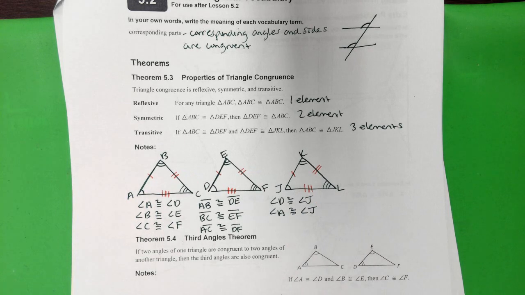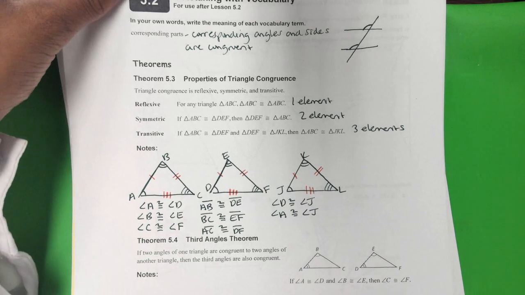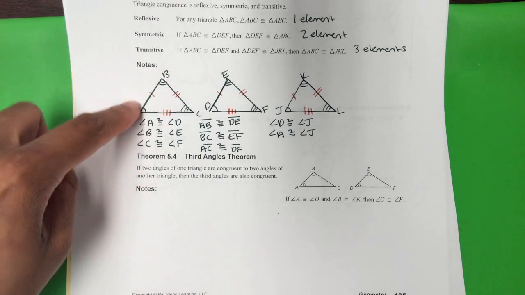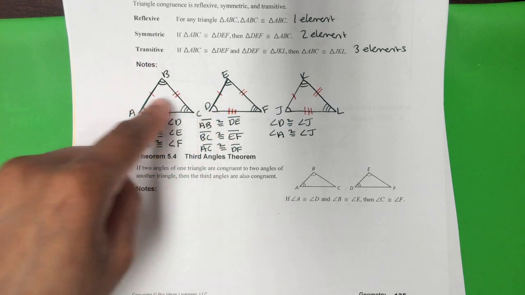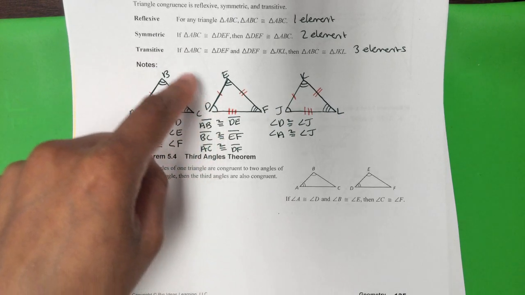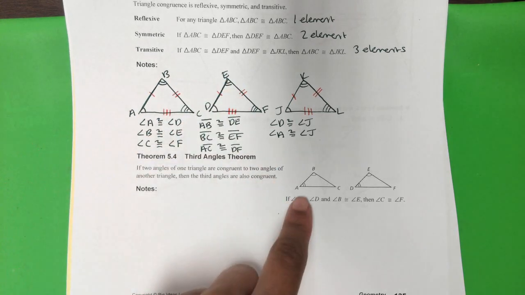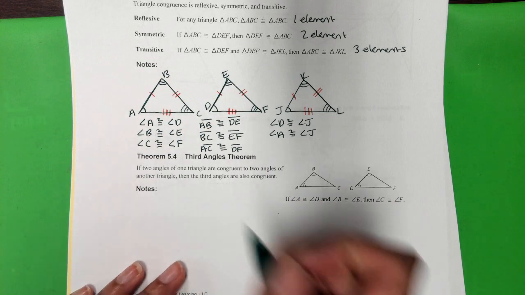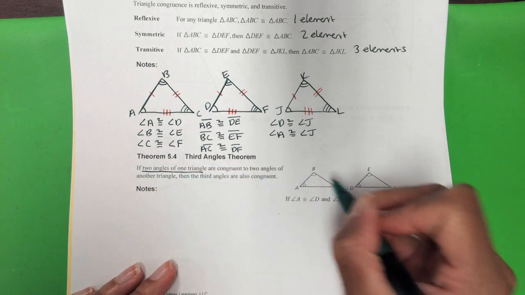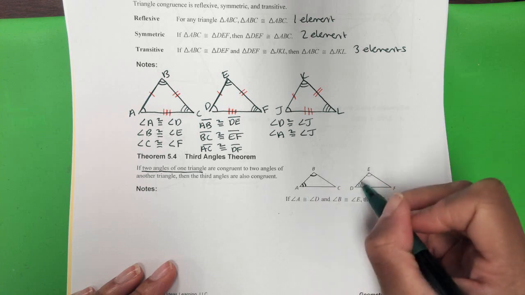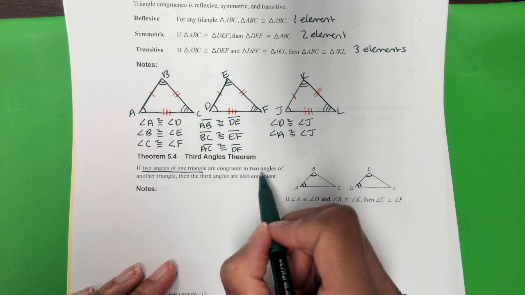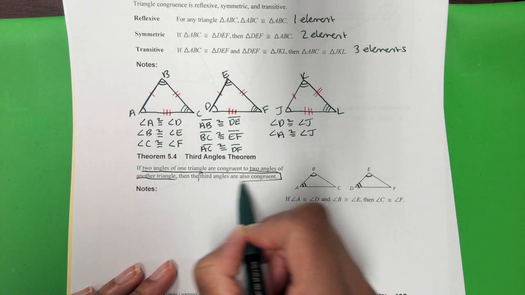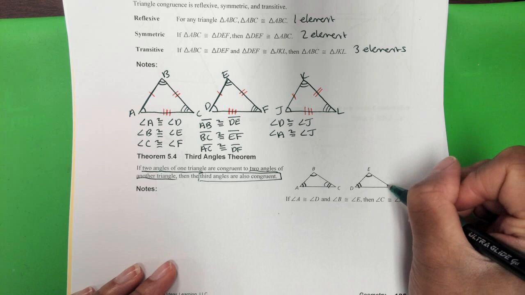Okay? So then we're going to move on to the bottom. I have the third angle theorem. This is where if I'm given two angles that are congruent to each other, so angle A is congruent to angle D, and angle B is congruent to angle E, like here, that means angle C must be congruent to angle F. Okay? So I have two angles of one triangle, and then the two angles of the other triangle, and the third angles are also congruent. So these two must be congruent.